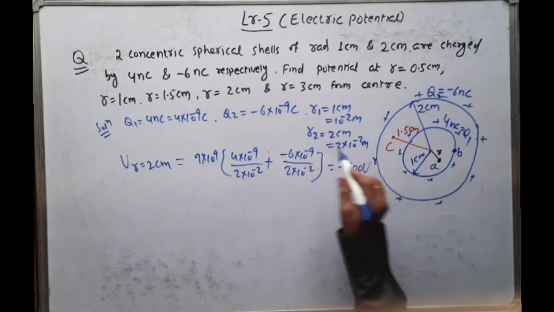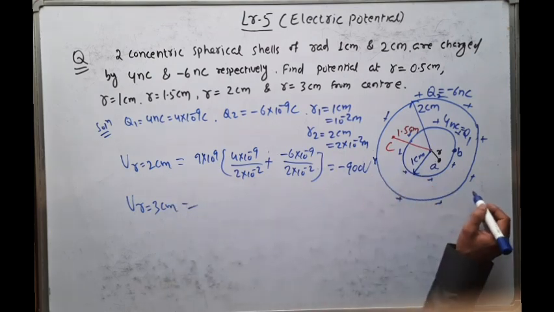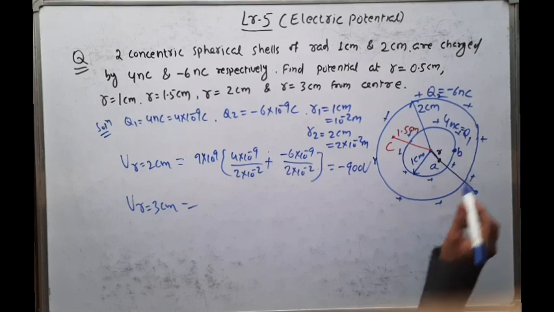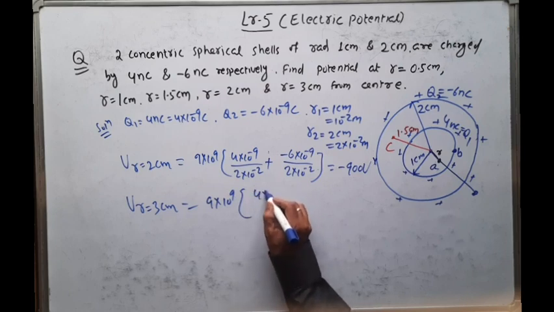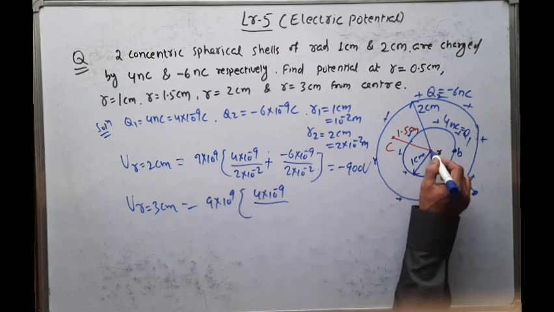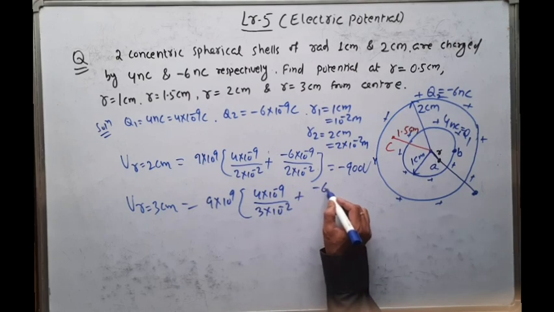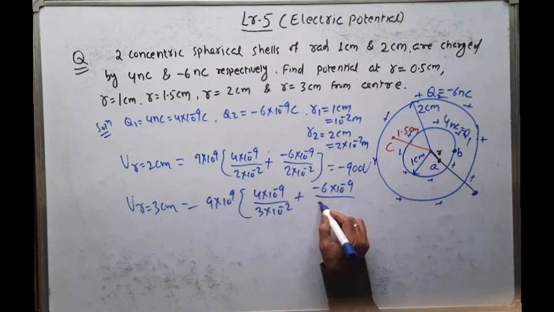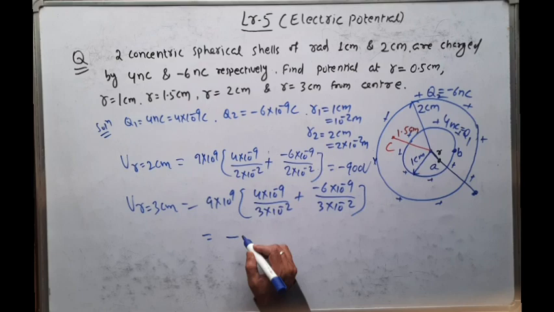Similarly, the last bit is you have to find the potential at R equal to 3 centimeter. So R equal to 3 centimeter means this point is lying outside this sphere. So here the formula will be 9 into 10 to the power 9, Q1 4 into 10 to the power minus 9, divided by the distance from this point to this external point, 3 centimeter, plus Q2 divided by, for the second sphere also this is an external point, so 3 into 10 to the power minus 2 meter. So again if you calculate, I think it will come minus 600 volt.